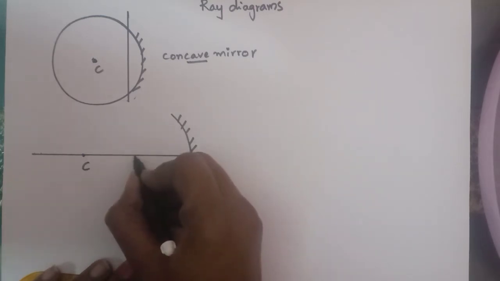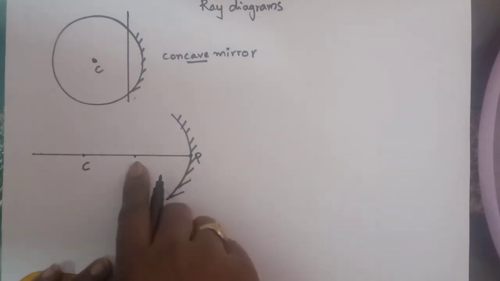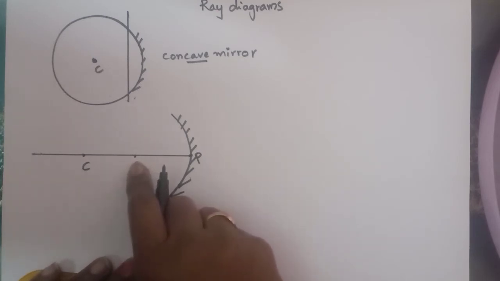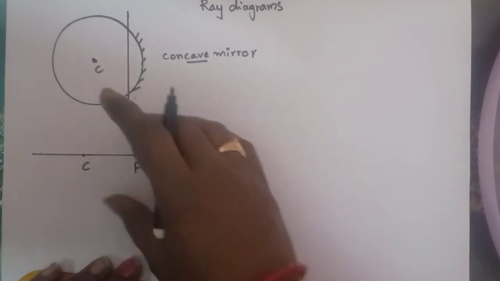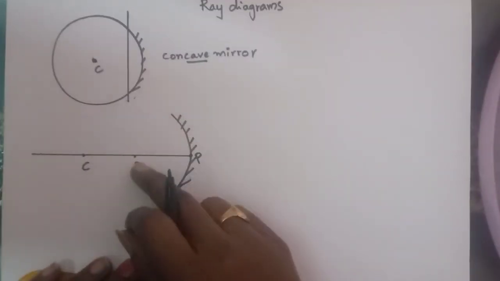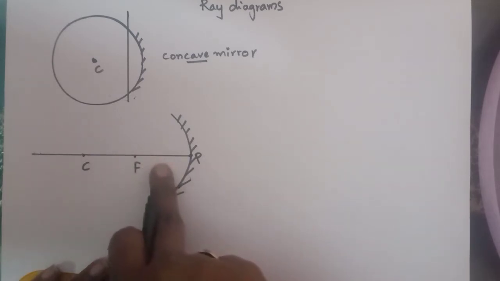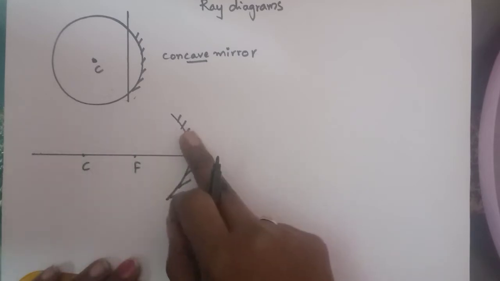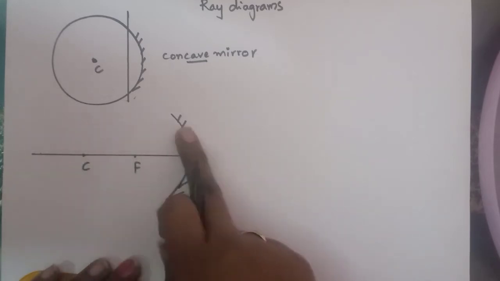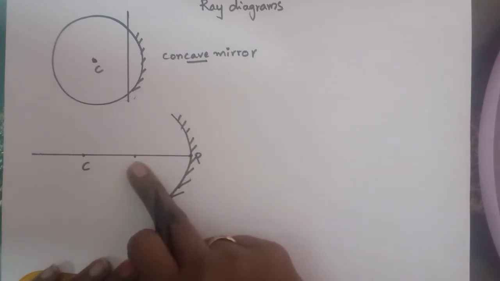One more point is F. This point is called the principal focus. Principal focus means the parallel rays which are near to the principal axis come and meet at one point, which is called the principal focus. This is an important question for the exam. What is principal focus? The rays which are near to and parallel to the principal axis reflect on the mirror and meet at a point which is called the principal focus.